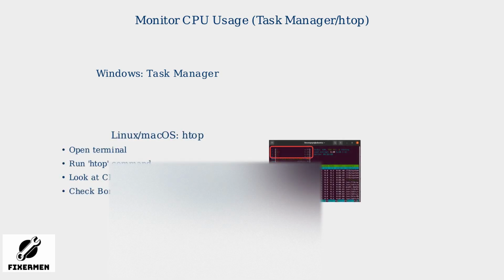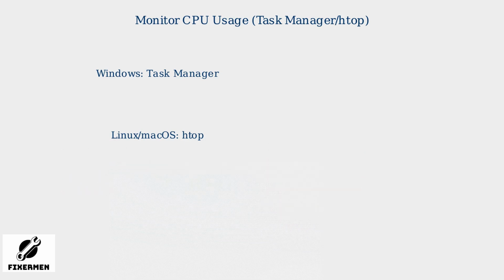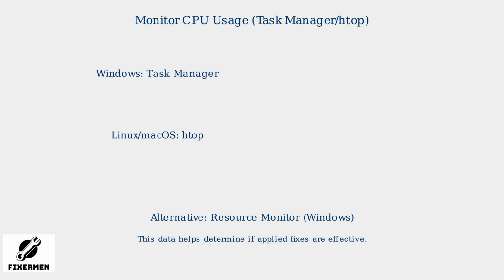On Linux or Mac OS, open a terminal and run the htop command. This displays processes with CPU usage. Check the CPU column to see Bongo Cat's usage level. As an alternative on Windows, use Resource Monitor for more detailed CPU information. Search for it in the Start menu and check the CPU tab. Monitoring CPU usage provides clear data to confirm Bongo Cat's impact and evaluate whether the fixes you've applied are working.